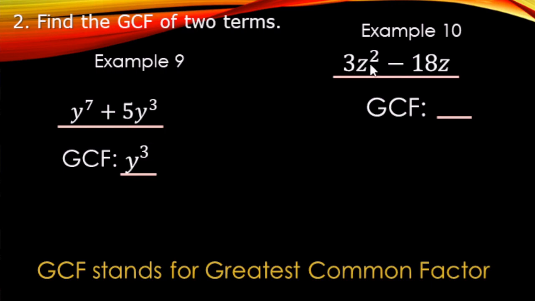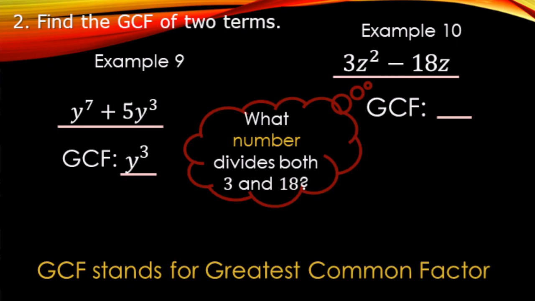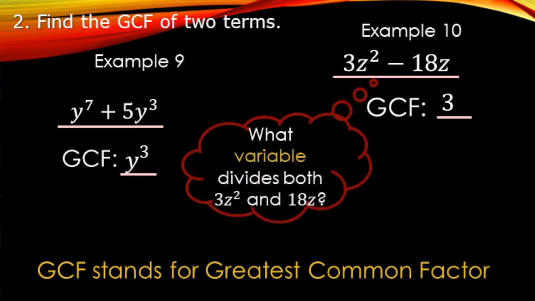Here we go, 3z squared and a negative 18z. We're looking for the greatest common factor. So what number divides both 3 and 18? The biggest number that divides them both is a 3. 3 divides into 3 and 3 divides into 18. Now we're looking for the variables. What variable divides both the z squared and the z there? That's just a single z.